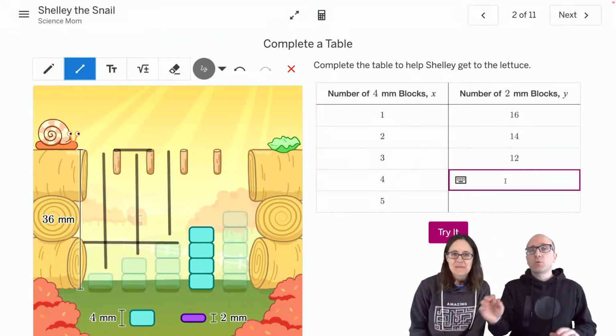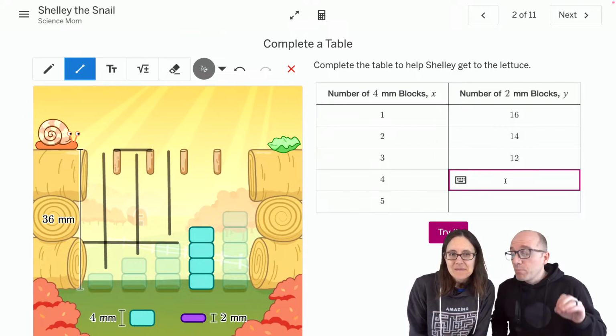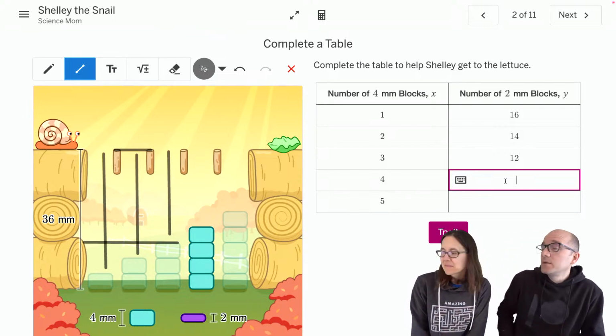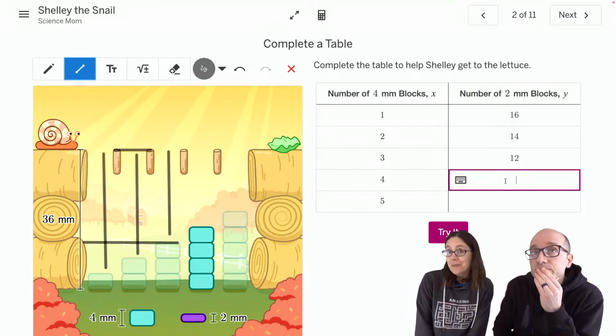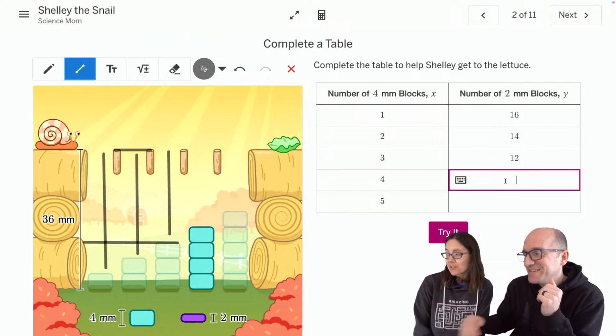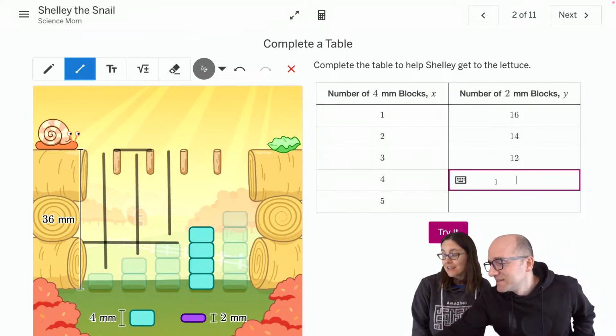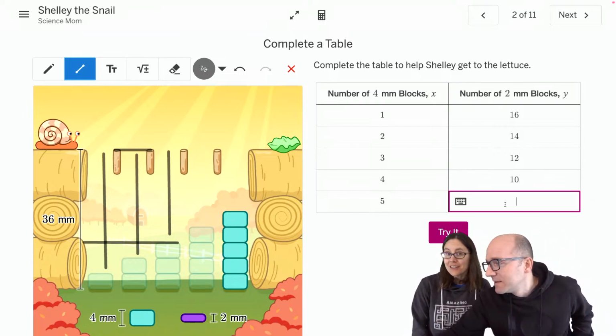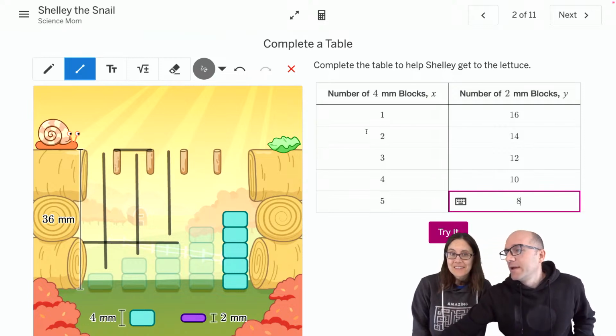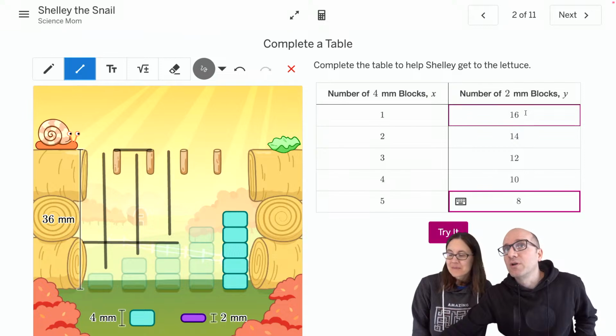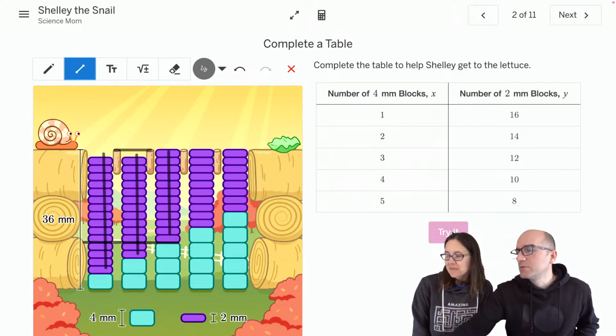At this point, I did notice some people in the chat pointing out there's a pattern. Do you see the pattern in that right column? Ooh, we're going down by 2 each time. 16, 14, 12. I bet we're going to be 10, 8. I do see a pattern. All right. And yeah, so each time we step up 1 in the X column, we're going down 2 in the Y column.